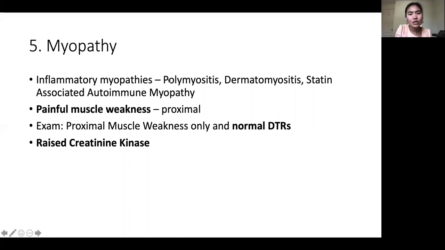myopathy. The common conditions of inflammatory myopathy are polymyositis and dermatomyositis. Another, brand new condition is called statin-associated autoimmune myopathy. So if a patient is on a statin or had previous exposure to a statin, like atorvastatin, which is very commonly used, it can cause antibodies to anti-HMG-CoA reductase, and that can cause weakness.